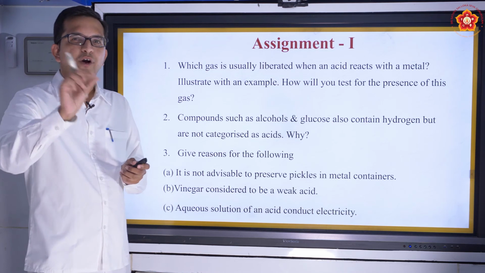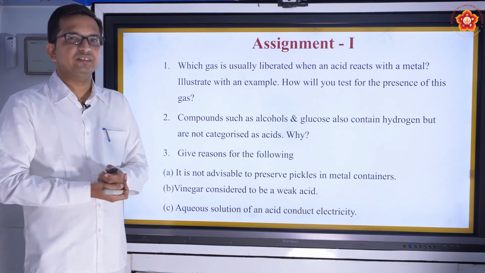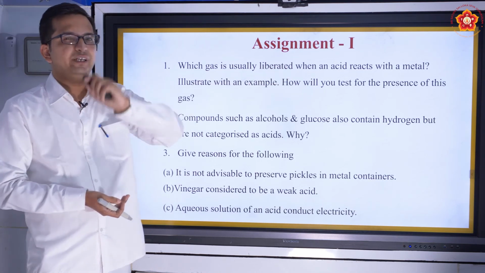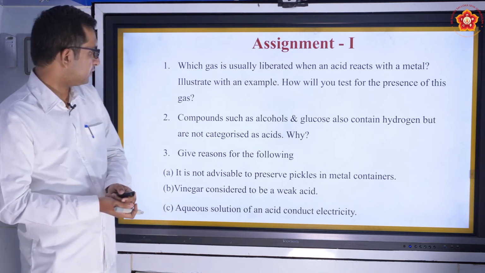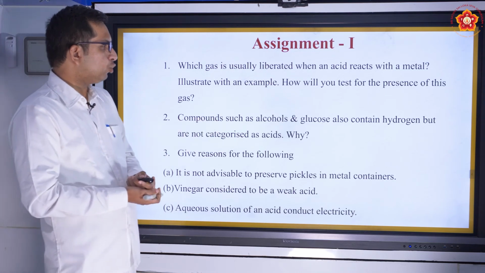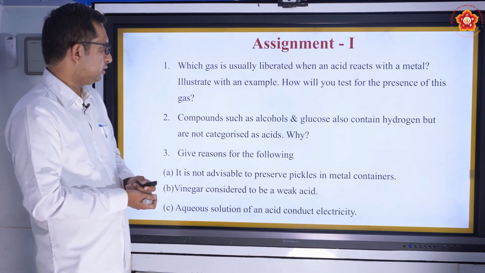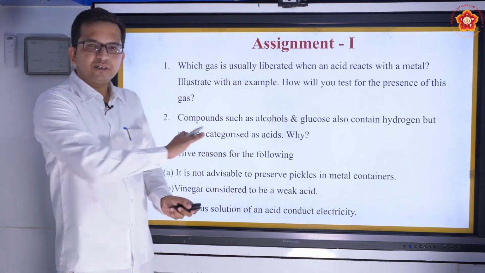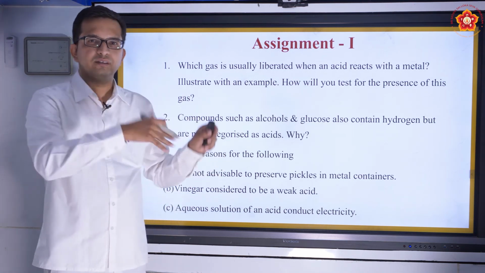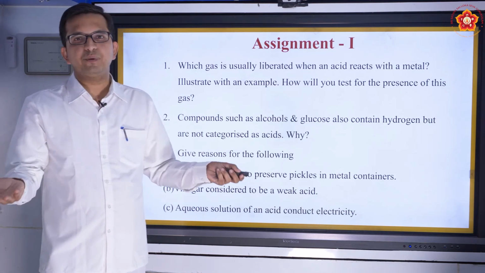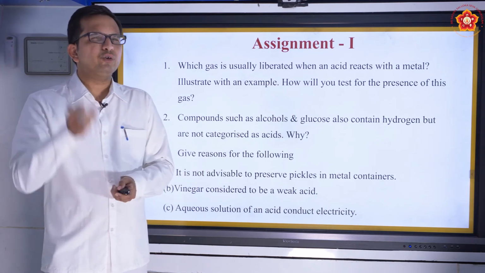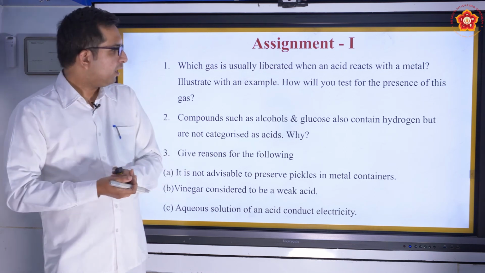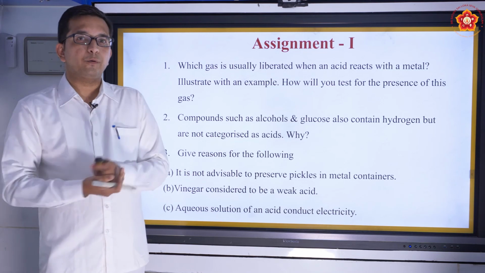There was a small point told to you when we were discussing that the gas which was liberated there can be tested. Please go through that entire part. Compounds such as alcohol and glucose also contain hydrogen but are not categorized under acids. Now this aspect was not directly dealt with in this video, but you should use a little bit of your thinking as to why these compounds are not probably under acids.